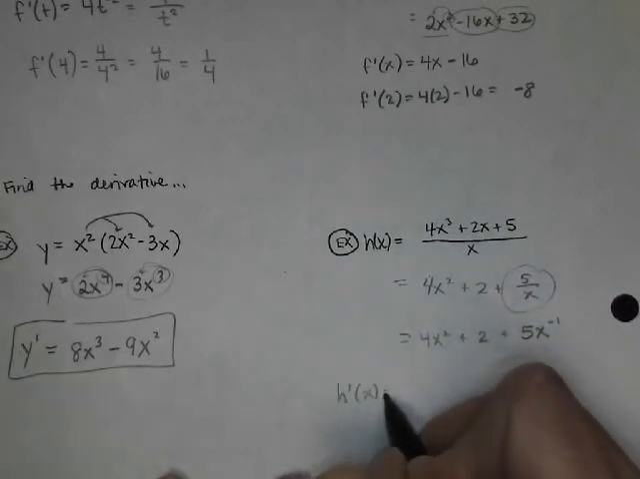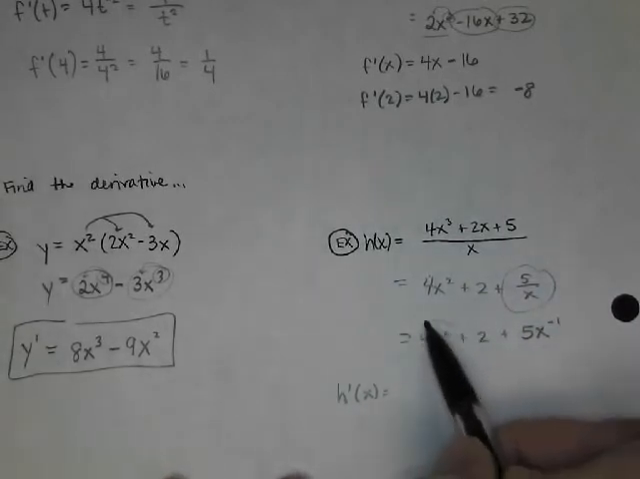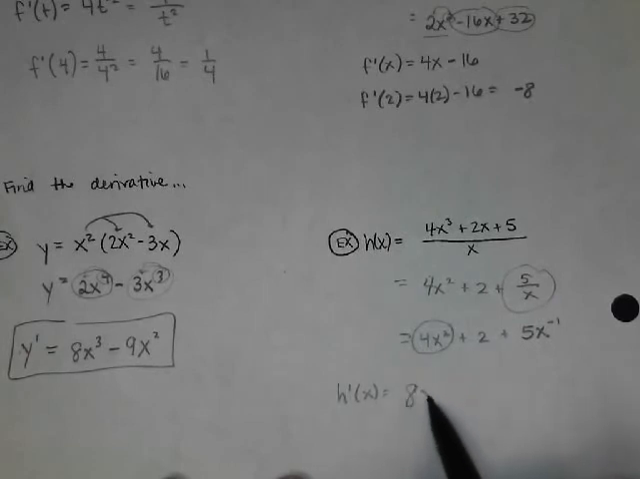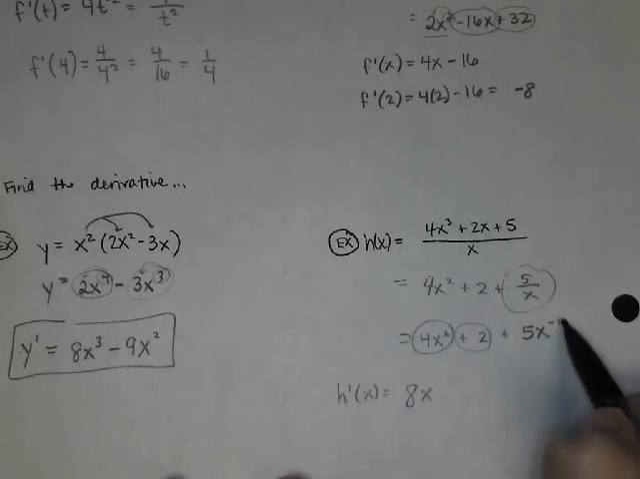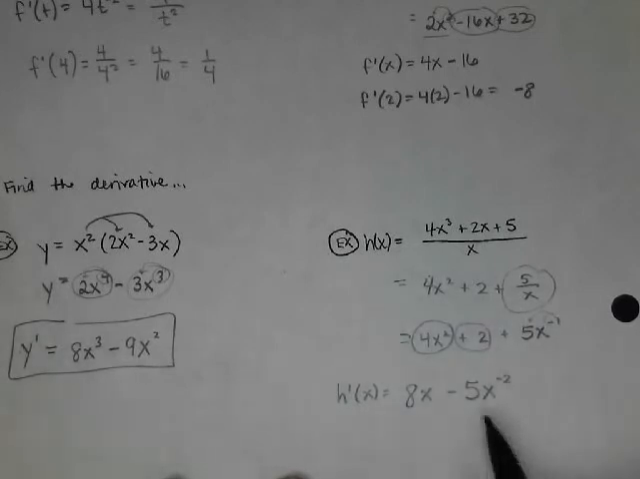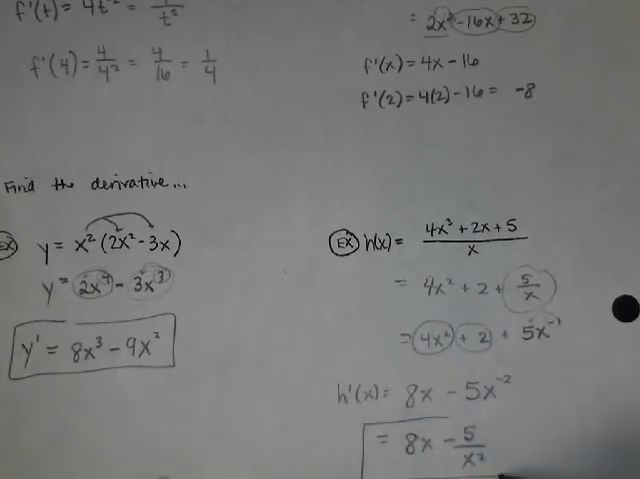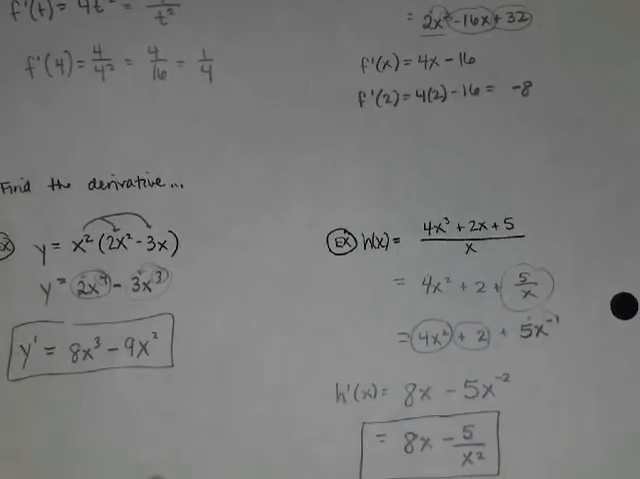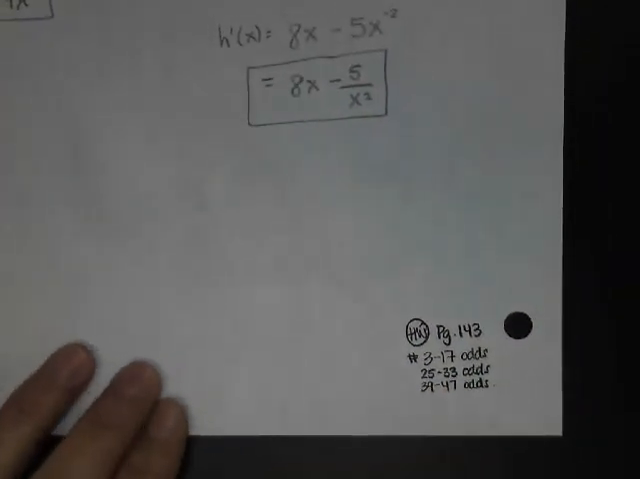H prime of x is going to come from the power rule on each piece of the polynomial. So that'll be 8x. The derivative of 2 is 0, so kind of nothing there. And then this one I bring my negative out in front, so turn it to a negative 5, x to the negative 2nd power, and then we'll just clean up that negative 2nd power, so 5 over x squared. And there's your derivative.